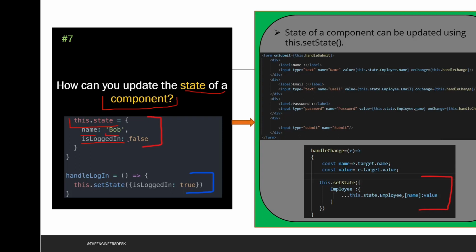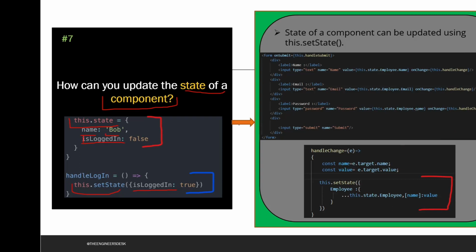Now something happened and these things will be updated inside React.js. So how to update this? Using this.setState. If you are writing isLoggedIn: true, it means isLoggedIn will be updated from false to true. Similar examples are demonstrated here.